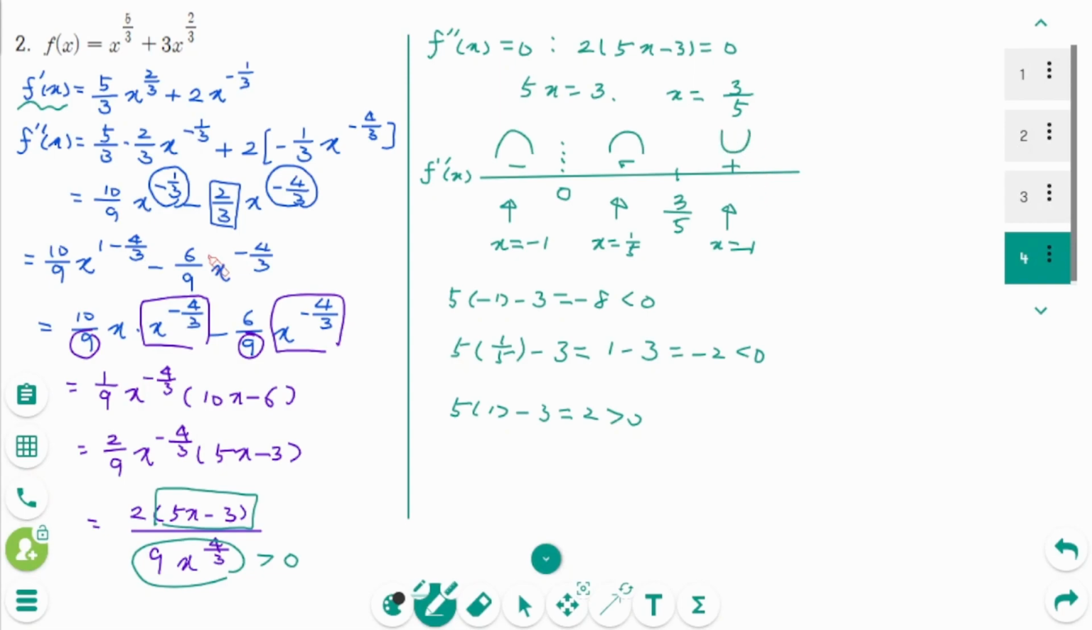Concave up. f second prime changes the sign from negative to positive at x equals 3 over 5. So this one is inflection point. Then f of 3 over 5 is rounded to 2.561. Then inflection point is 3 over 5, 2.561.